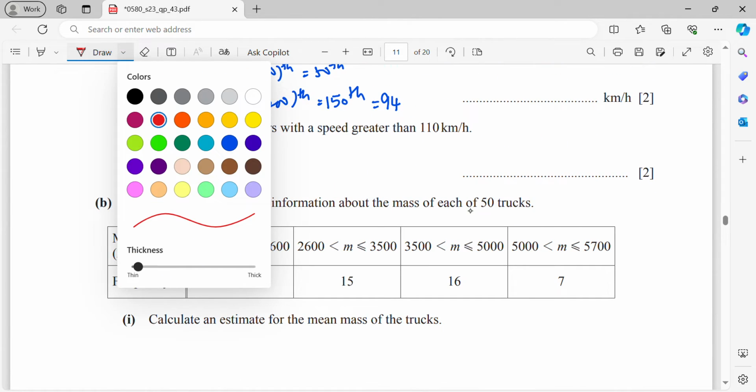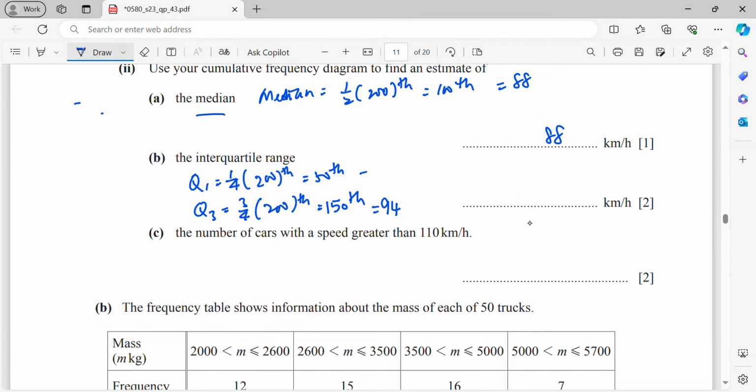So I will write here Q1 81. So now my interquartile range, I let it be IQR, that is Q3 minus Q1. That is 94 minus 81. Then you will be getting 7. Oh, wait, let me check. 94 minus 81 is 13. Okay, sorry, calculation mistake. It is 13. Okay, so based on my graph, I get 13.